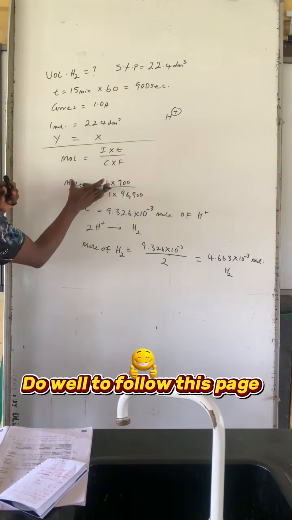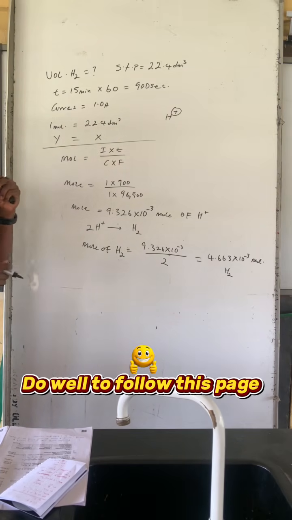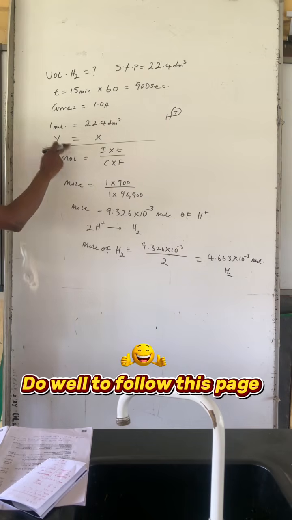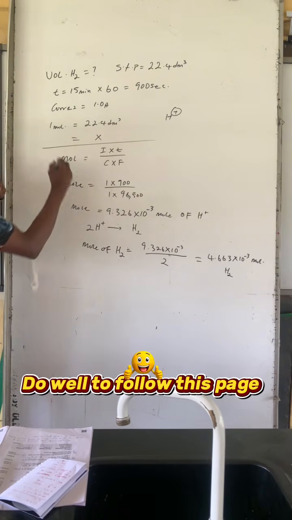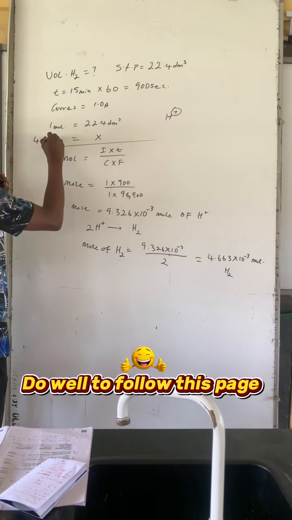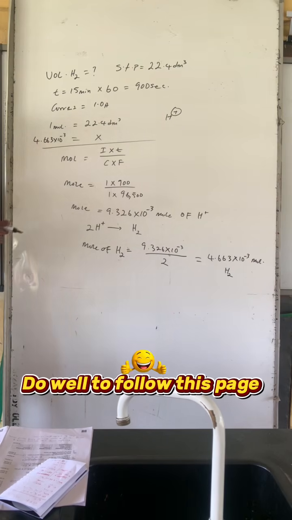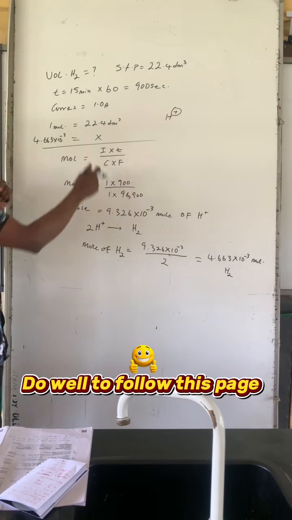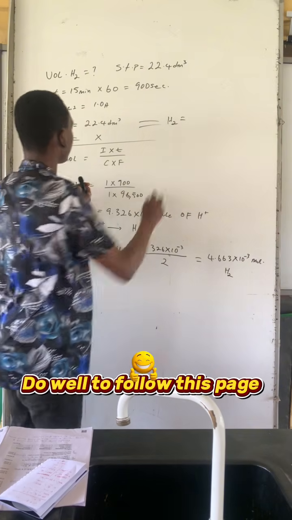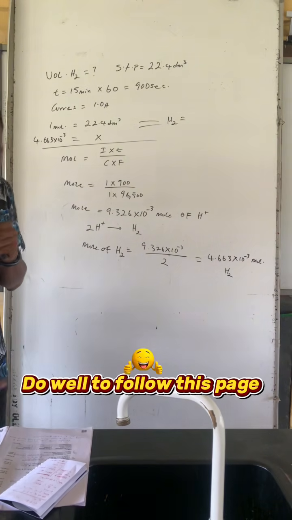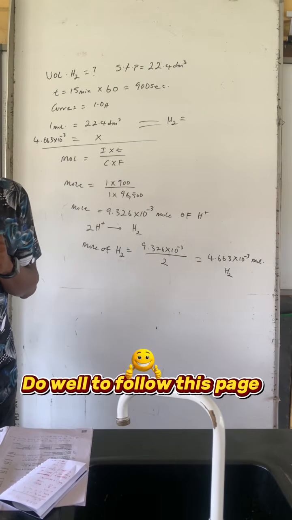Now, let's go back to our formula. At STP, 1 mole of any gas is equal to 22.4 dm cube. Now, the mole of the hydrogen gas that we produce in this electrolysis is no longer Y. It is now 4.663 times 10 to the power minus 3. How many dm cube will this give us? So we cross multiply this, and our final answer, the volume of hydrogen gas, will be this value times 22.4 dm cube.